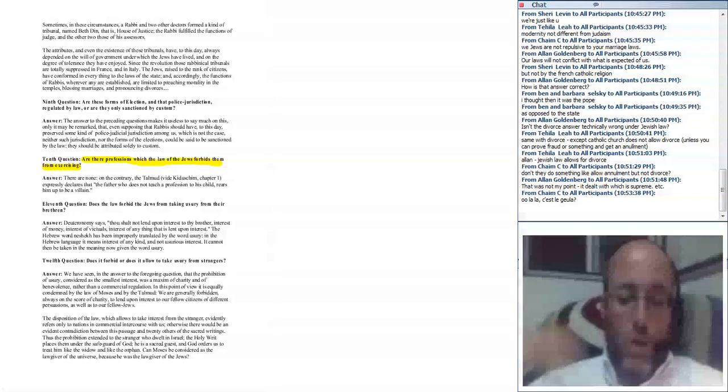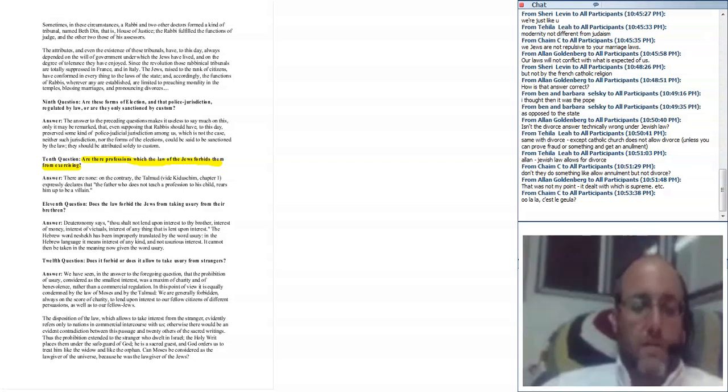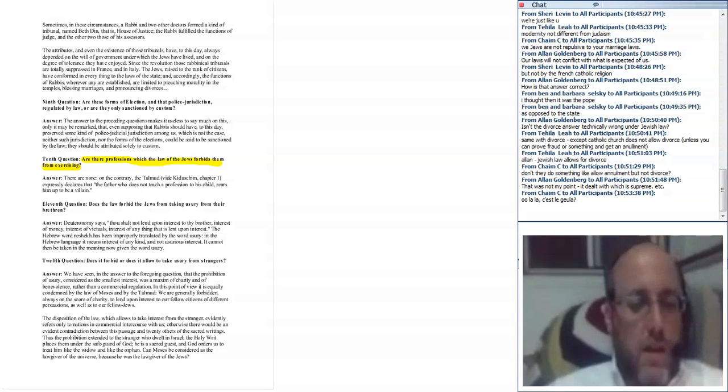Are there professions which the laws of the Jews forbid them from exercising? Right? You know, it's part of the Enlightenment, this idea that we're going to integrate the Jews into society, and not only are they going to be good Frenchmen and good citizens, they're going to be productive.